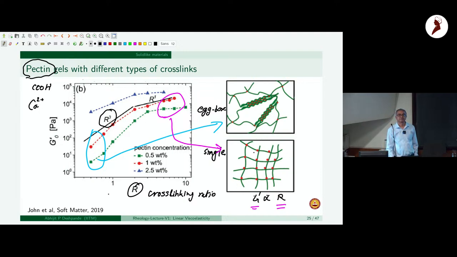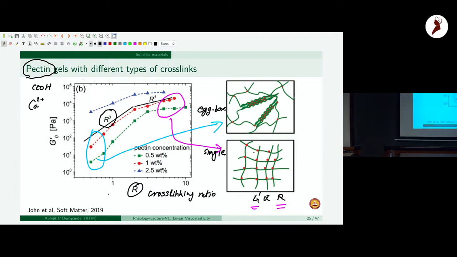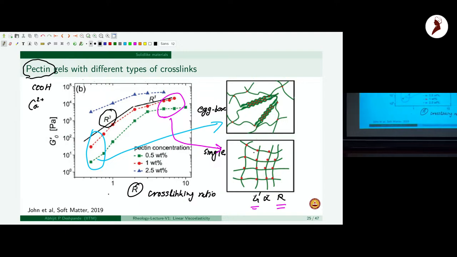I just wanted to know that because you are increasing the cross-link ratio. So ideally, one should expect that the egg box kind of region might grow. But instead, single point cross-links develop. Do you have any understanding why the egg box region is not growing, and is separating into single points?